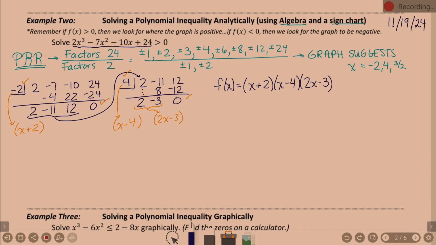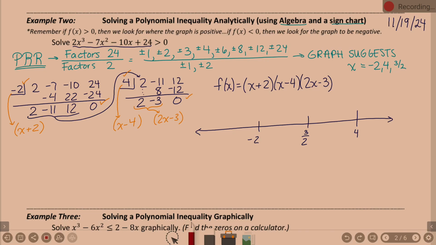So like the sign chart yesterday, what numbers are going on my sign chart? Negative 2, 3/2, and 4. Order is important, yes. Spacing is not important. Order is important. And do some testing.